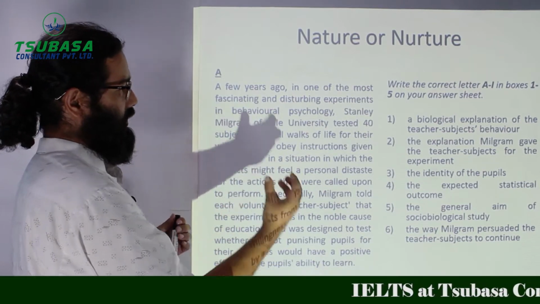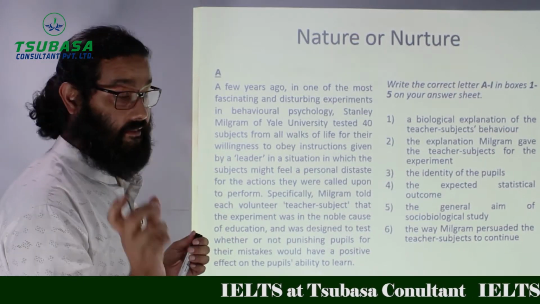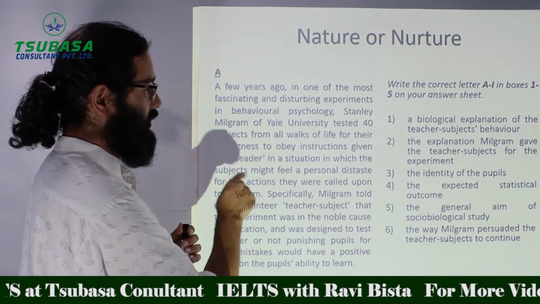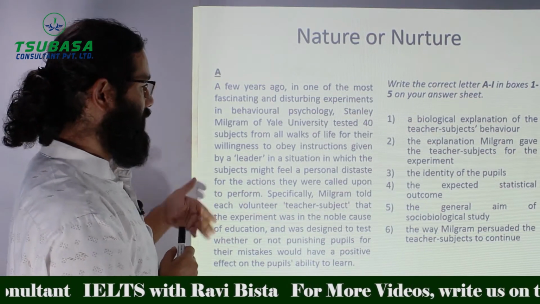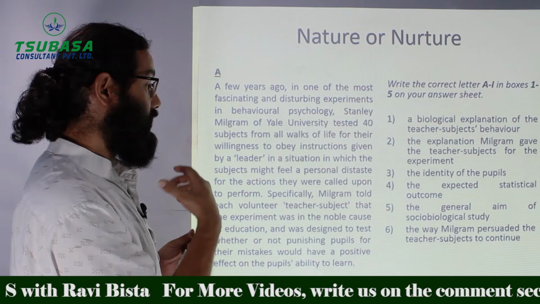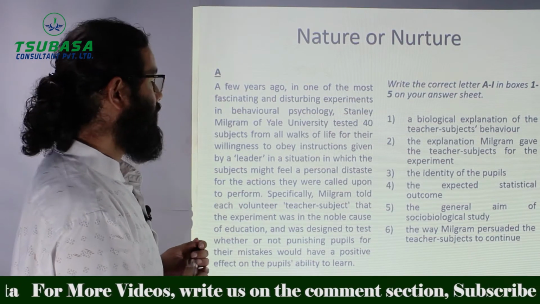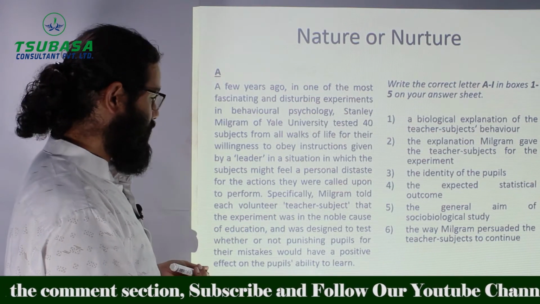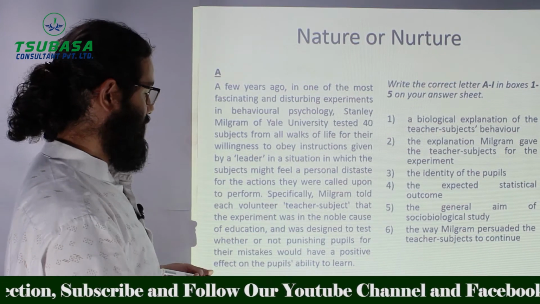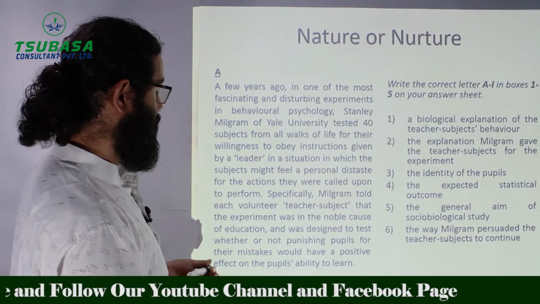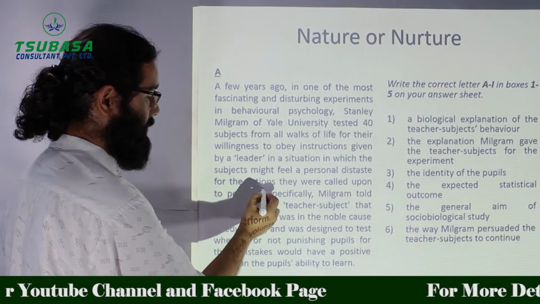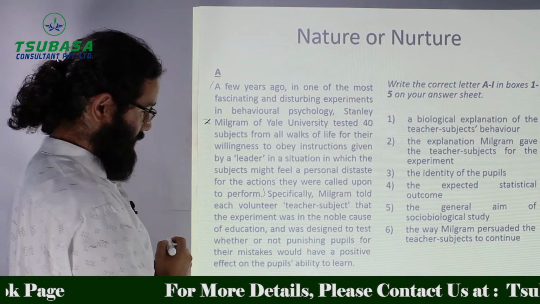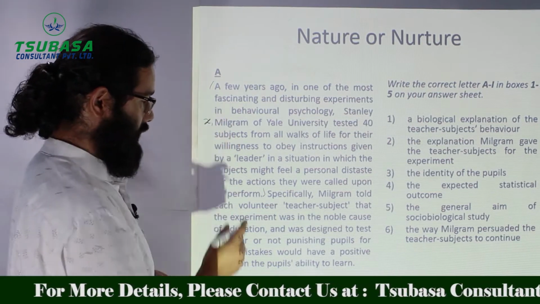A few years ago, in one of the most fascinating and disturbing experiments in behavioral psychology, Stanley Milgram of Yale University tested 40 subjects from all walks of life for their willingness to obey instructions given by a leader in a situation in which the subjects might feel a personal distaste for the actions they were called upon to perform. Oh, that's a big line. Now let's take this as X, or say as x1.